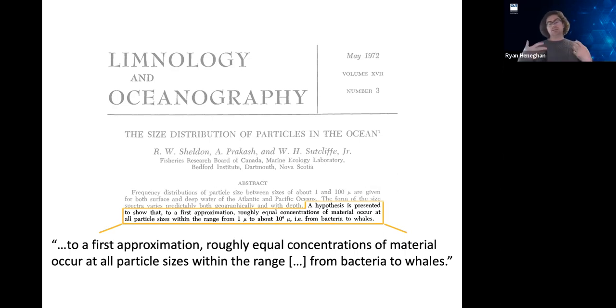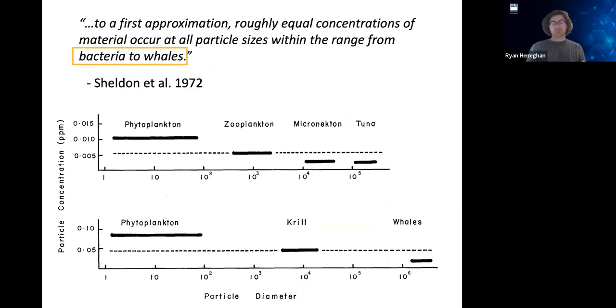And they said that to a first approximation, so this was only looking at plankton, but they took a step back and put out a hypothesis that, to a first approximation, based on what they had seen in their samples, there's a roughly equal concentration of material at all particle sizes from bacteria to whales.